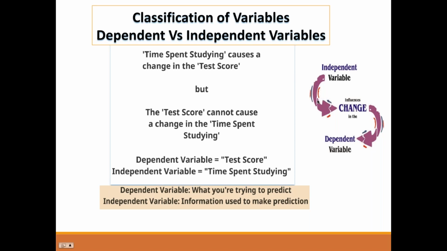So the independent variable influences change in the dependent variable. So the independent variable, which is the time spent studying, will influence the outcome of the dependent variable. Okay, so dependent variable is what you're trying to predict, and the independent variable is the information that we use to make the prediction.